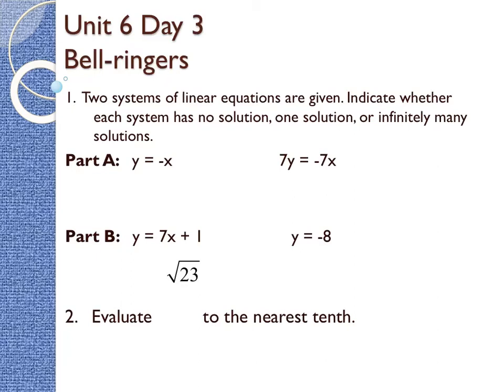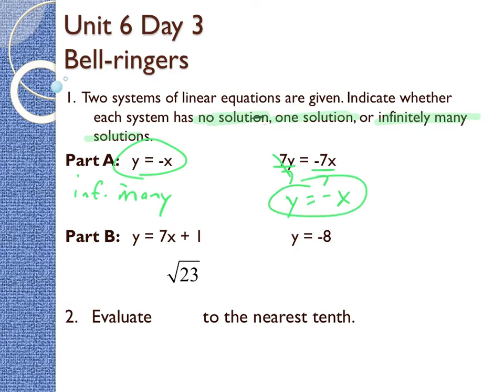So we're going to determine if there's going to be no solution. If they have no solution, that means they're going to be parallel. One solution means they're going to intersect, and infinitely many means that they're the same line. So when I go to part A, the first question, I'm going to have to get it to slope-intercept form, and they're going to be the same line. So there's going to be infinitely many solutions because they are exactly the same.